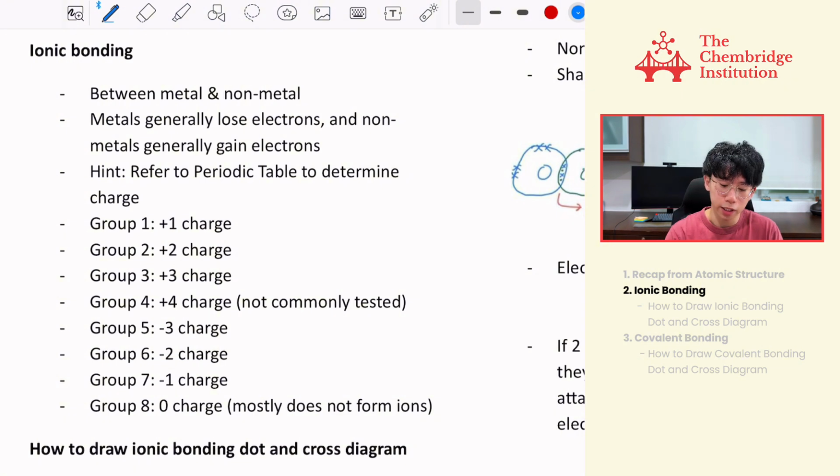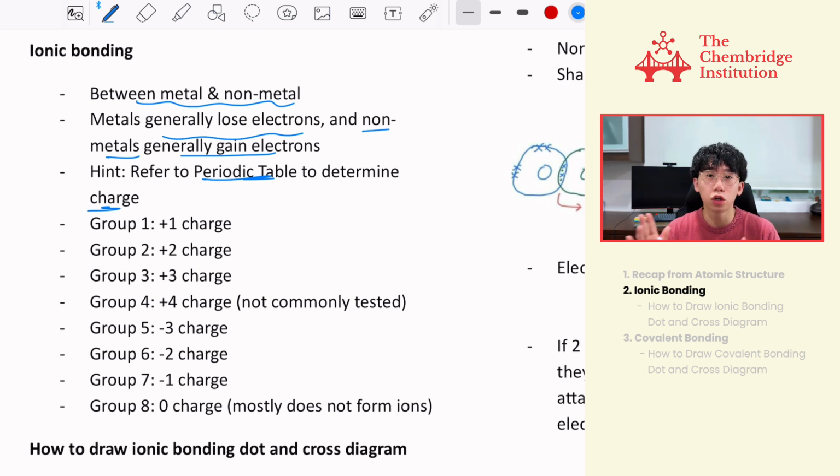In ionic bonding, it is between a metal and a non-metal, right? And these metals generally lose electrons, and the non-metals will generally gain electrons. Now a hint to see what the most common ion for a particular element is: you can look at the periodic table. To determine this charge, you generally want to look at the group that the element is in. The group is basically the column in the periodic table.